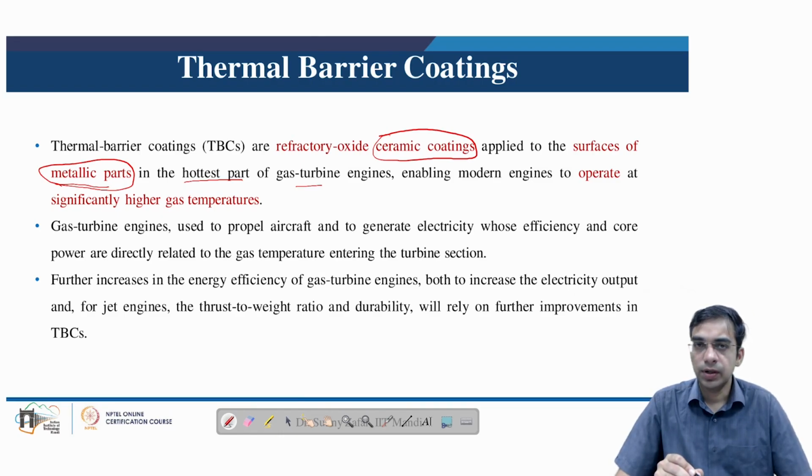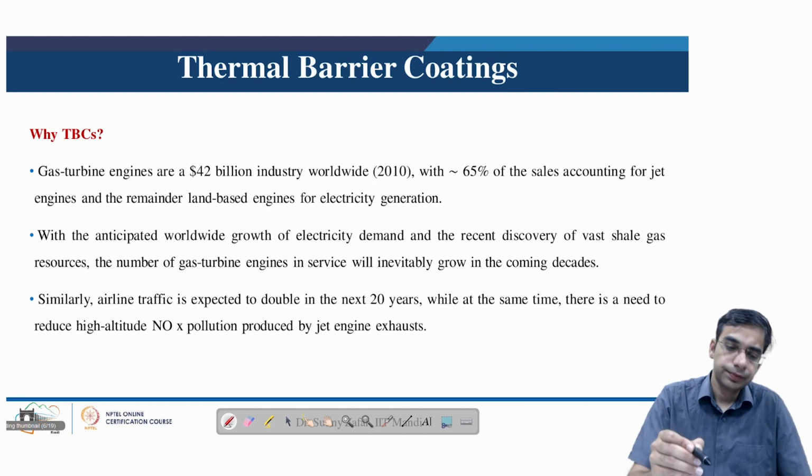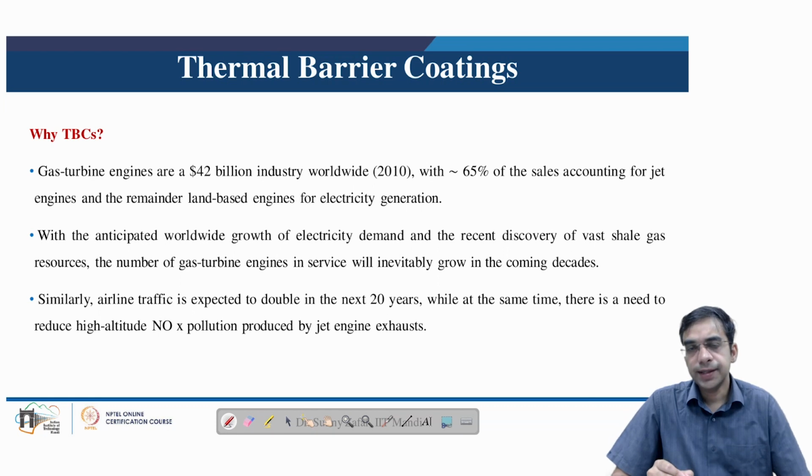So gas turbines, as we already know now, are used to propel aircraft, be it commercial or military, or the gas turbines are also used to generate electricity, whose efficiency and core power are directly related to the gas temperature entering into the turbine section. Further, to increase the energy efficiency of gas turbine engines, both to increase electricity output or the thrust for jet engines, they further rely on improvements in the thermal barrier coating systems. So the next question arises: why are thermal barrier coatings so important?